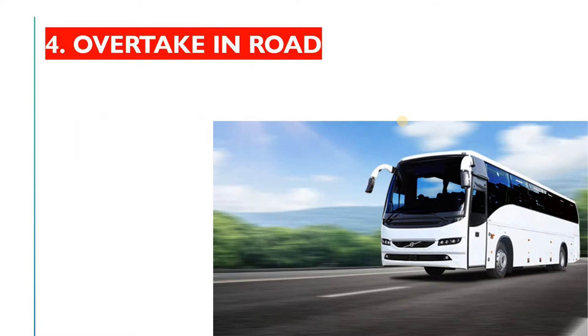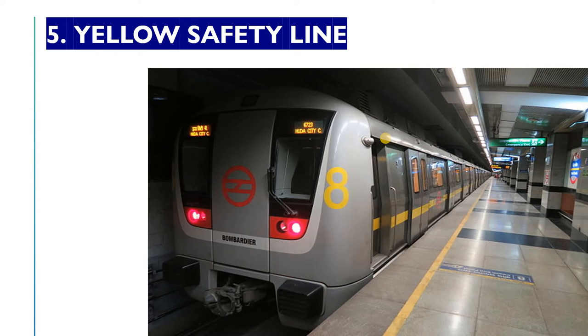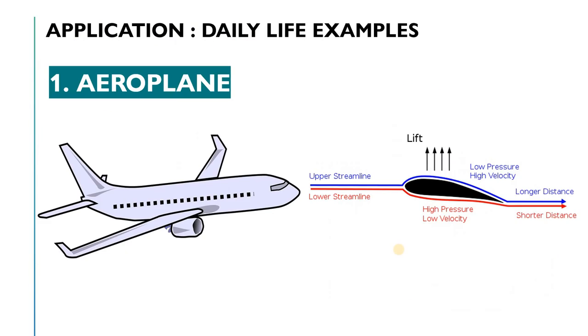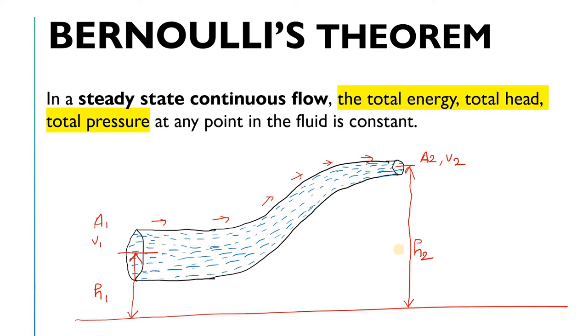We will also discuss why we shouldn't overtake on a road, and if we do overtake, we should maintain a proper distance. In the last part, we will discuss why this yellow line is given for safety purposes. What is the reason behind it? What is the reason behind this gap? Got my point? So let's start the video with what Bernoulli's theorem is.